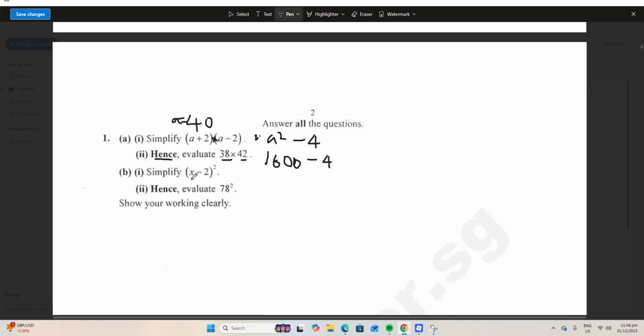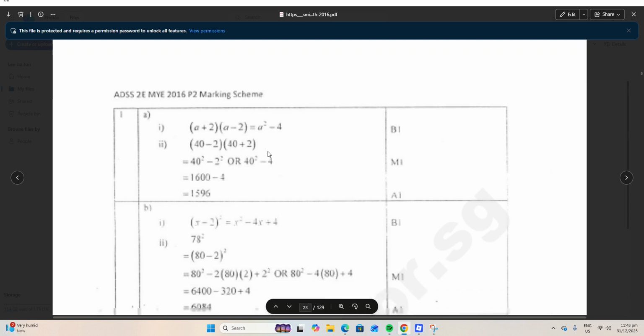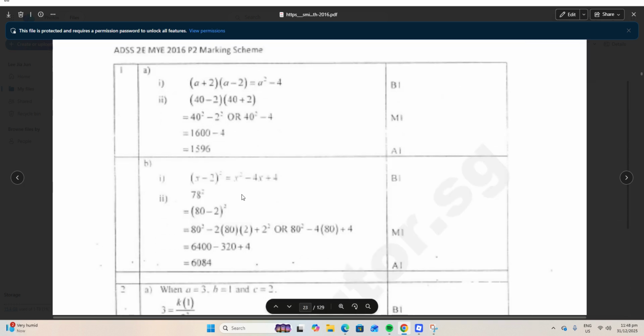Simplify this and evaluate this. Same thing, okay. Just expand it. So what I did was I expanded it, it becomes x squared minus 4x plus 4, so this will give you 78 squared. Just know that 78 squared is basically x minus 2, so in other words, x is 80. So you sum in 80 here, sum in 80 here, then minus 4. Then you use a calculator to evaluate this number. If this is too confusing, just drop me in the comments.